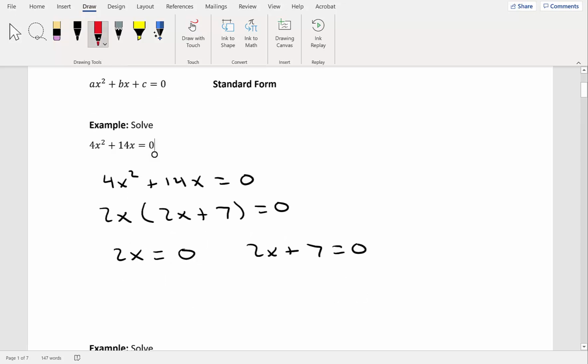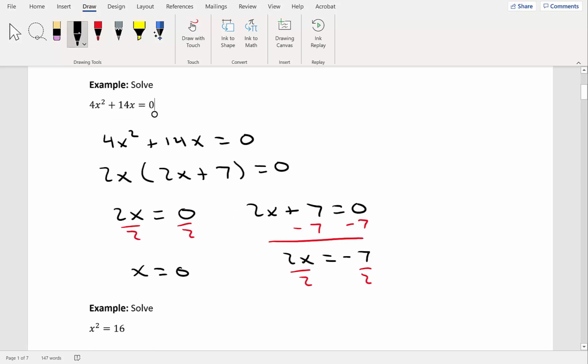Now we solve for x in each equation. So first one, divide by 2. Second equation, I'm going to subtract 7 from both sides. Now going back to the first equation, I get x is equal to 0. In my second equation, I get 2x is equal to negative 7. So I still have to go ahead and divide both sides by 2. I get x is equal to negative 7 over 2.